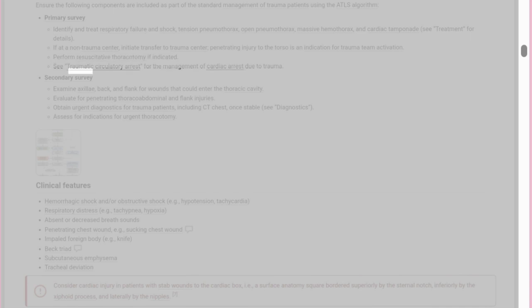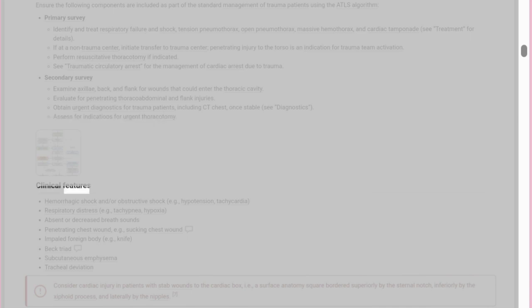See traumatic circulatory arrest for the management of cardiac arrest due to trauma. Secondary survey: examine the axilla, back, and flank for wounds that could enter the thoracic cavity. Evaluate for penetrating thoraco-abdominal and flank injuries. Diagnostics: obtain urgent diagnostics for trauma patients, including CT chest, once stable. Assess for indications for urgent thoracotomy.